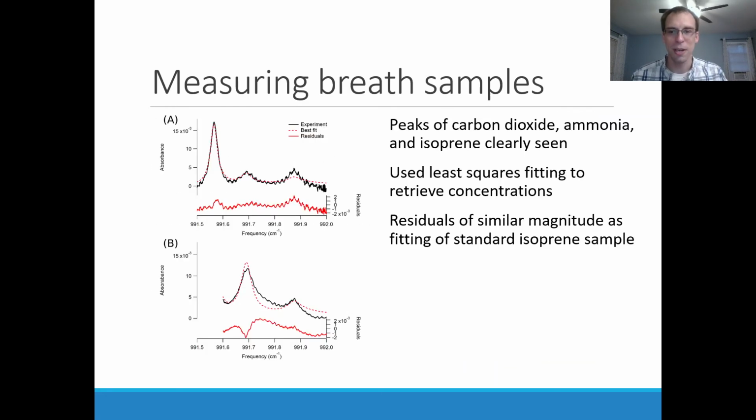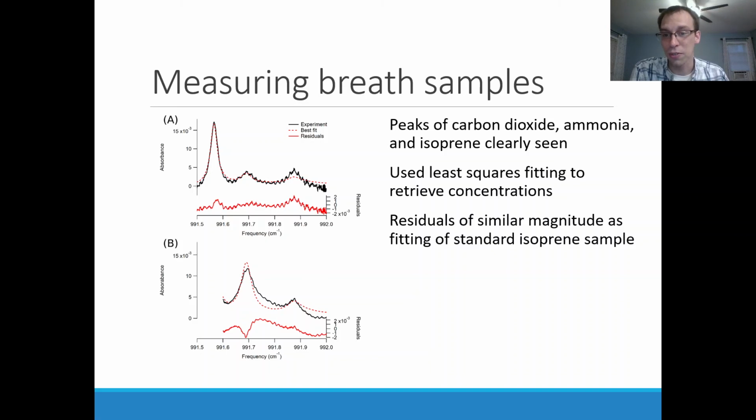And so here are the spectra that we collected. These are 2 different samples that we collected. The black trace in each of these spectra is our experimental measurements. The red dashed line is our best fit using least squares fitting of carbon dioxide, ammonia, and isoprene peaks. On this spectrum, we only see the very edge of the carbon dioxide peak, a pretty clear ammonia peak, and a pretty clear isoprene peak. The residuals of our fits are very similar to what we got from fitting our standard isoprene sample, and that's encouraging as well.